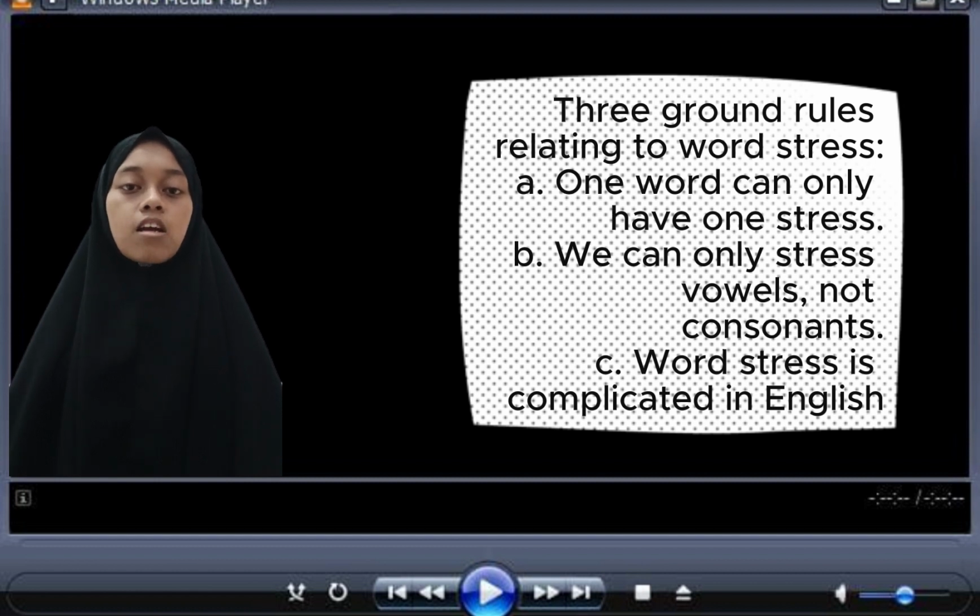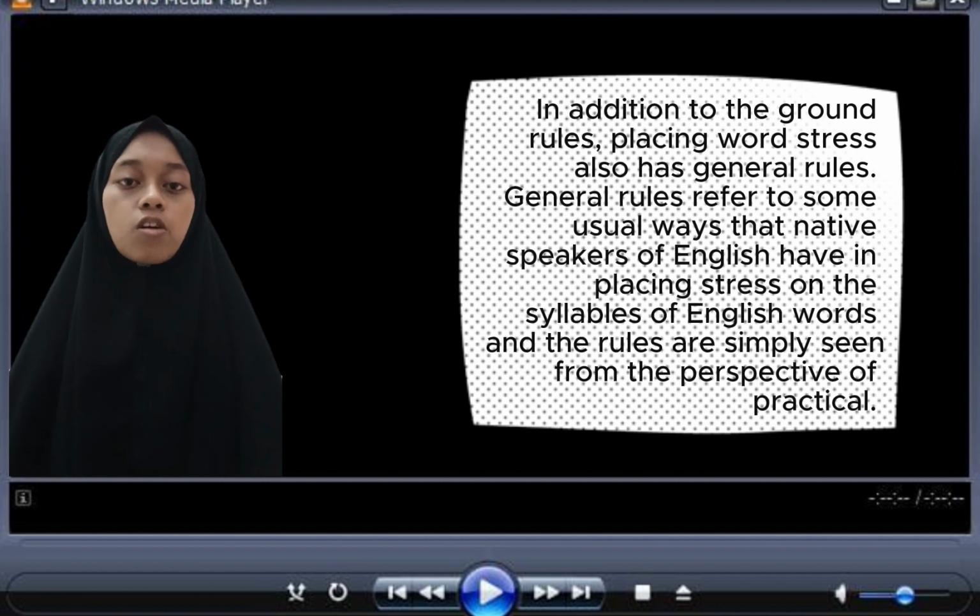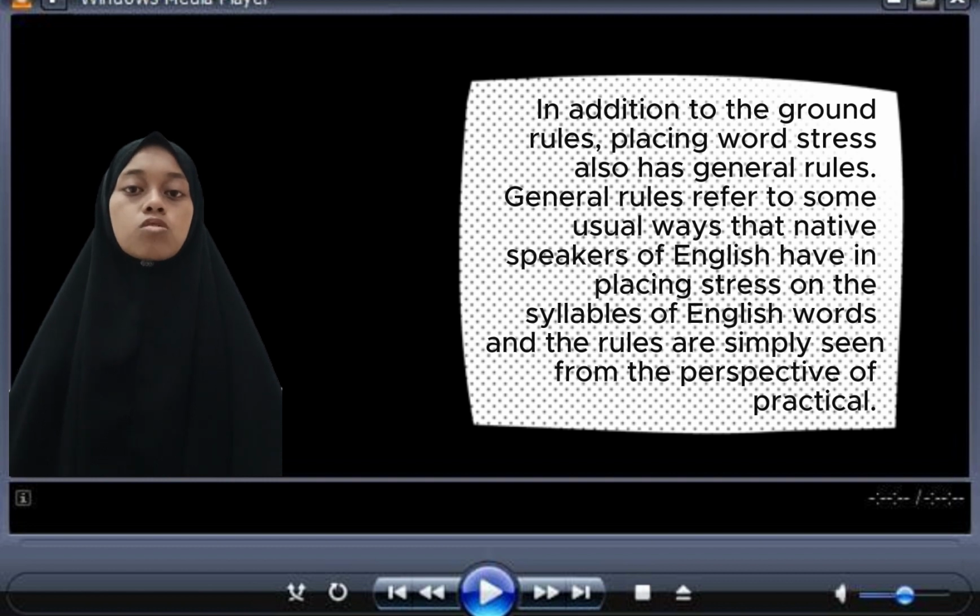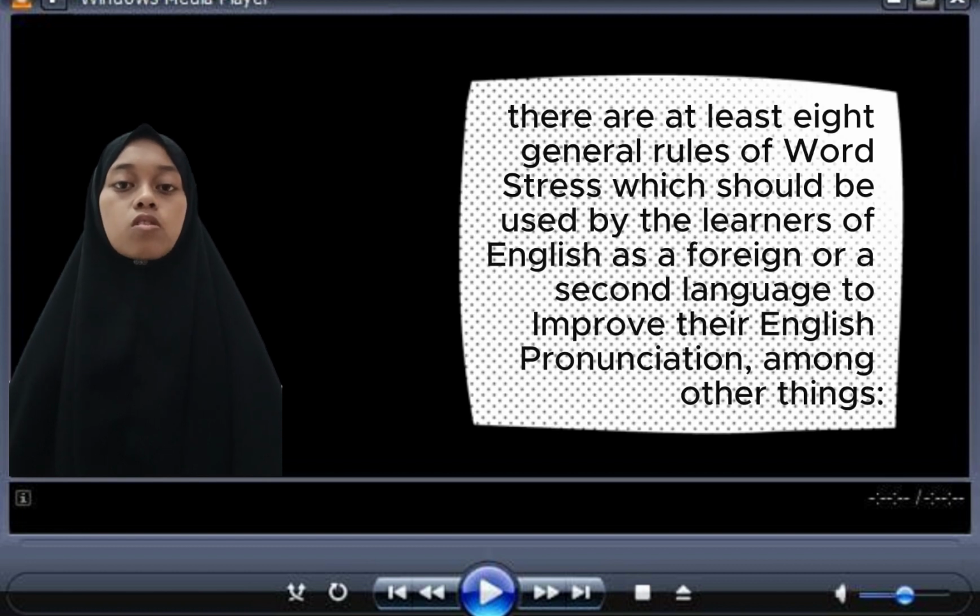A. One word can only have one stress. B. We can only stress vowels, not consonants. And C. Word stress is complicated in English. In addition to the ground rules, placing word stress also has general rules. General rules refer to some usual ways that native speakers of English have in placing stress on the syllables of English words, and the rules are simply seen from a practical perspective. There are at least 8 general rules of word stress which should be used by learners of English as a foreign or second language to improve their English pronunciation.